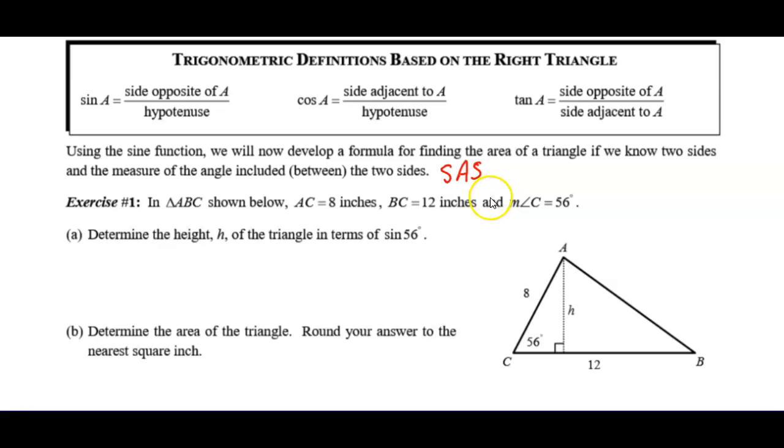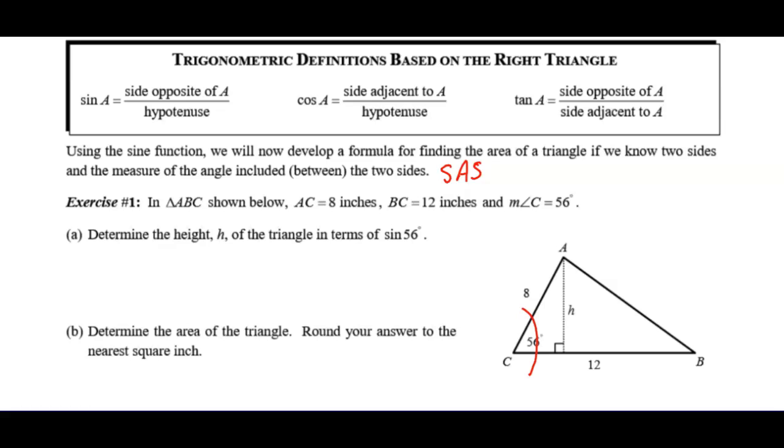All right, so in exercise 1 in triangle ABC, we have AC is 8, that's out here. We have BC is 12 down here. And then angle C is 56 degrees, which is between AC and BC. So if you notice, there's a side angle side labeling here, right? From the 8 through the 56 to the 12.